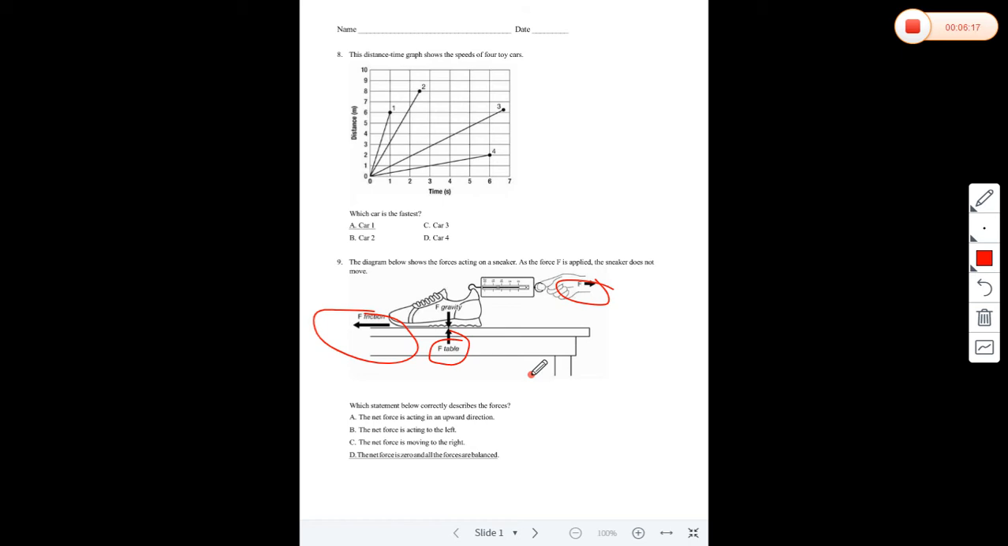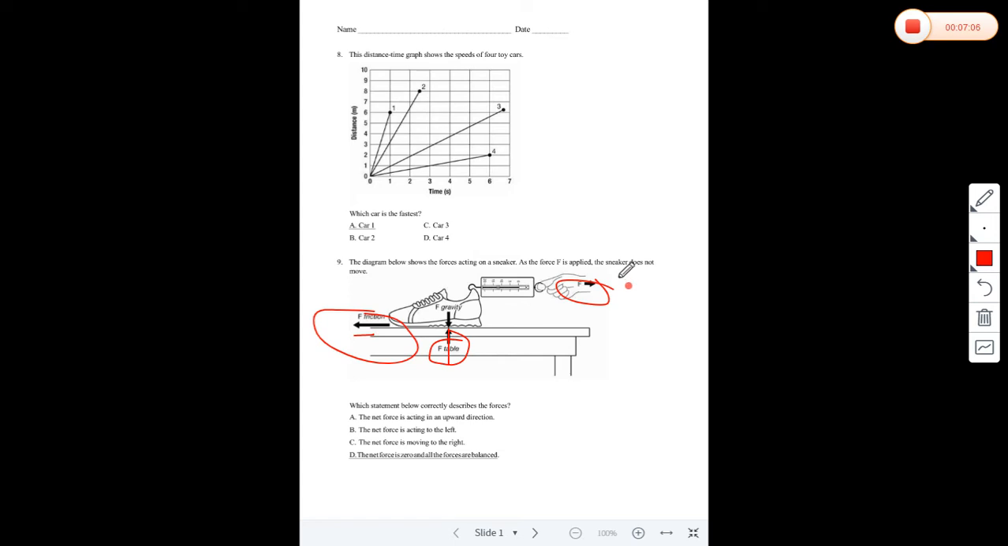We say that the net force is the combination of all forces acting on the same body. If the forces are in opposite directions, they will be subtracted, the smaller one from the biggest one. If the forces are in the same direction, they will be added. But you can notice that this force acts from this direction, this force acts from this direction, and this force acts from this direction.